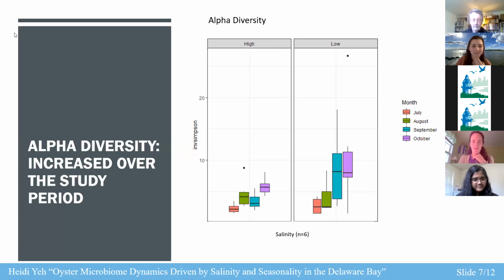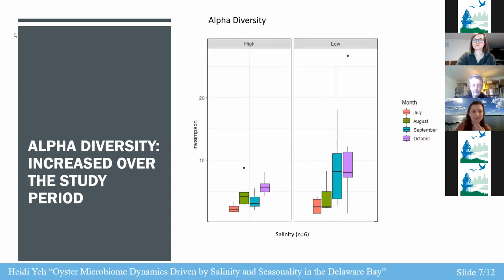Alpha diversity refers to the mean species diversity, which for both salinity sites increased over the course of the sampling time period. You can see the inverse Simpson on the y-axis, which increased over the different sampling months. My guess is that as temperature decreases, a more rich bacterial community is able to flourish as fast-growing bacteria that dominate during the summer months slowed down.